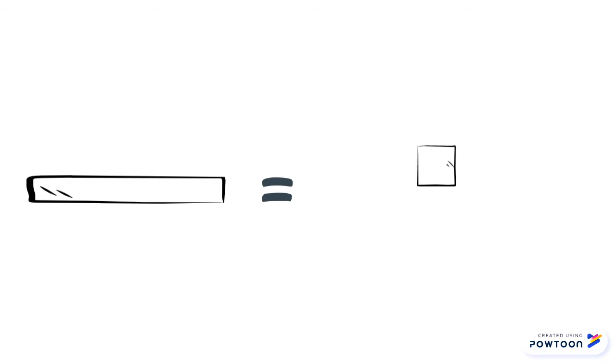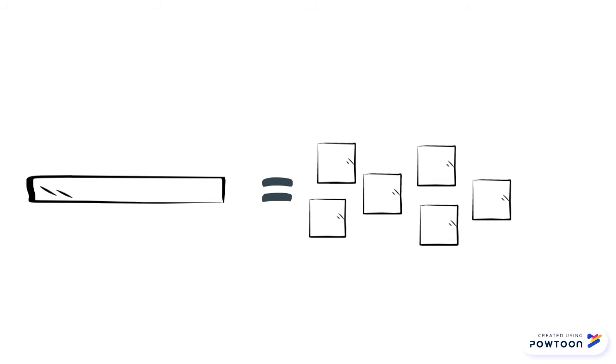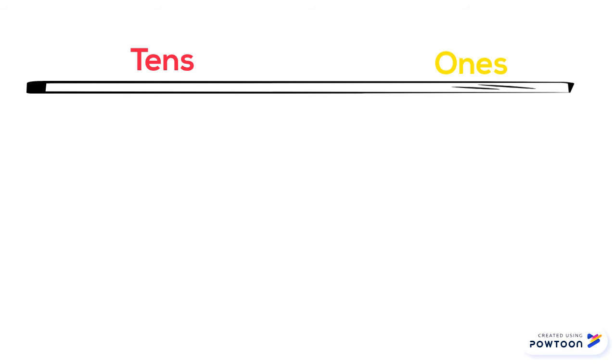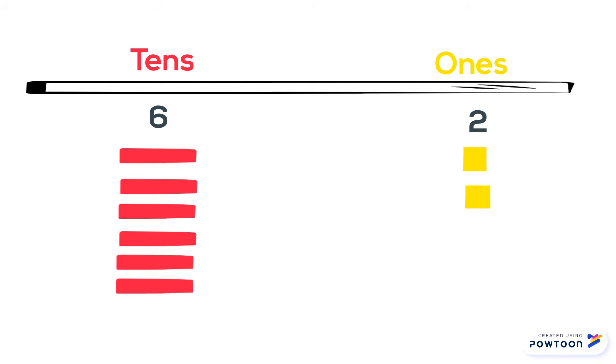One of the long, skinny rectangles for the tens place is equal to 10 of the little tiny squares that we use to represent our ones place value. Now let's practice splitting up the number 62 in its place values. We are going to be using yellow squares for our ones place value and red rectangles for our tens place value. Now this number has a 2 in the ones place, giving us 2 yellow squares, and a 6 in the tens place, giving us 6 red rectangles.